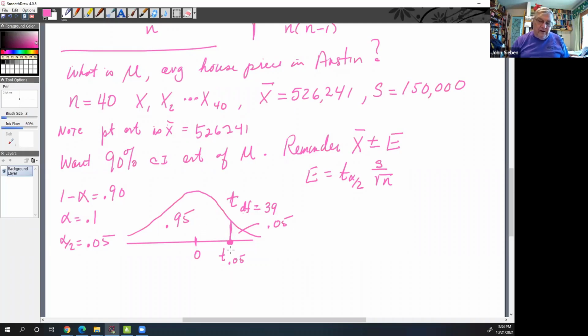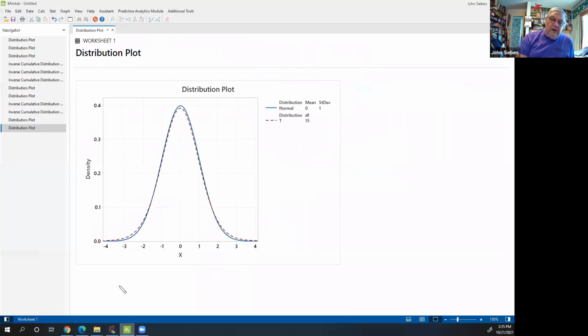So that's all I need to go to Minitab and to come up with this value. And I do need that value, so let's go get it. What do we need to know? We need to know we're doing a T distribution. We need to know that the area to the left of the point we're looking for is 0.95. And we need to know the T distribution that we're using has 39 degrees of freedom. So that's all we need.